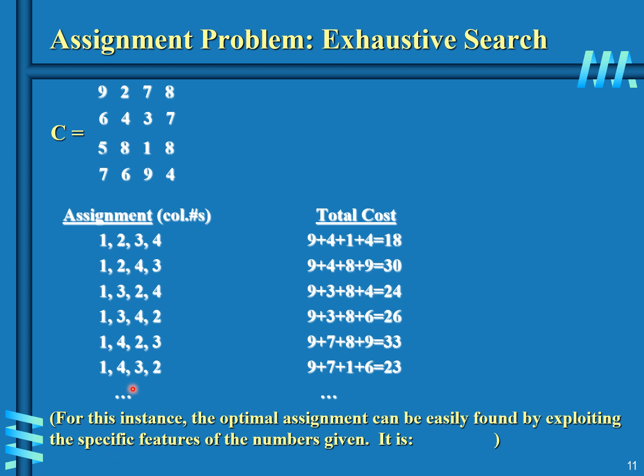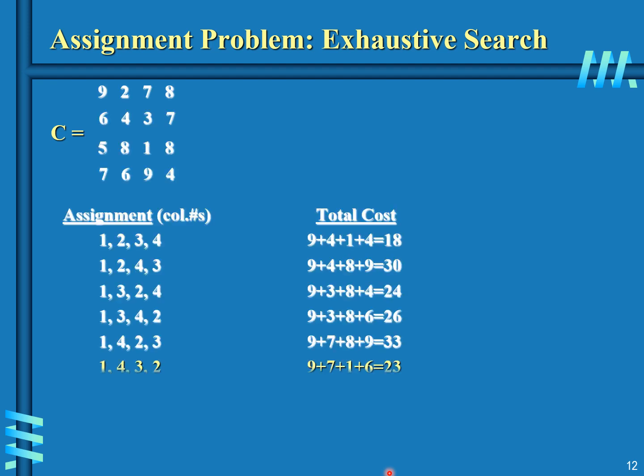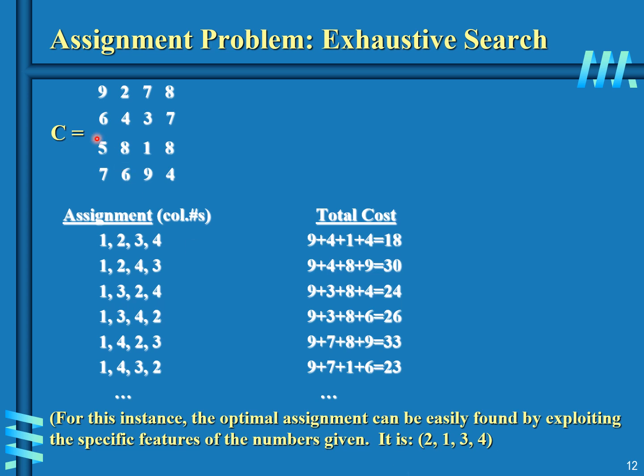So we can say that among all these assignments, the optimal one is 2, 1, 3, 4. For the first person, second job; second person, first job; third person, third job; fourth person, fourth job. So 2 plus 6 is 8, 8 plus 1 is 9, 9 plus 4 is 13. So the total assignment cost is 13. That is going to be the optimal solution.